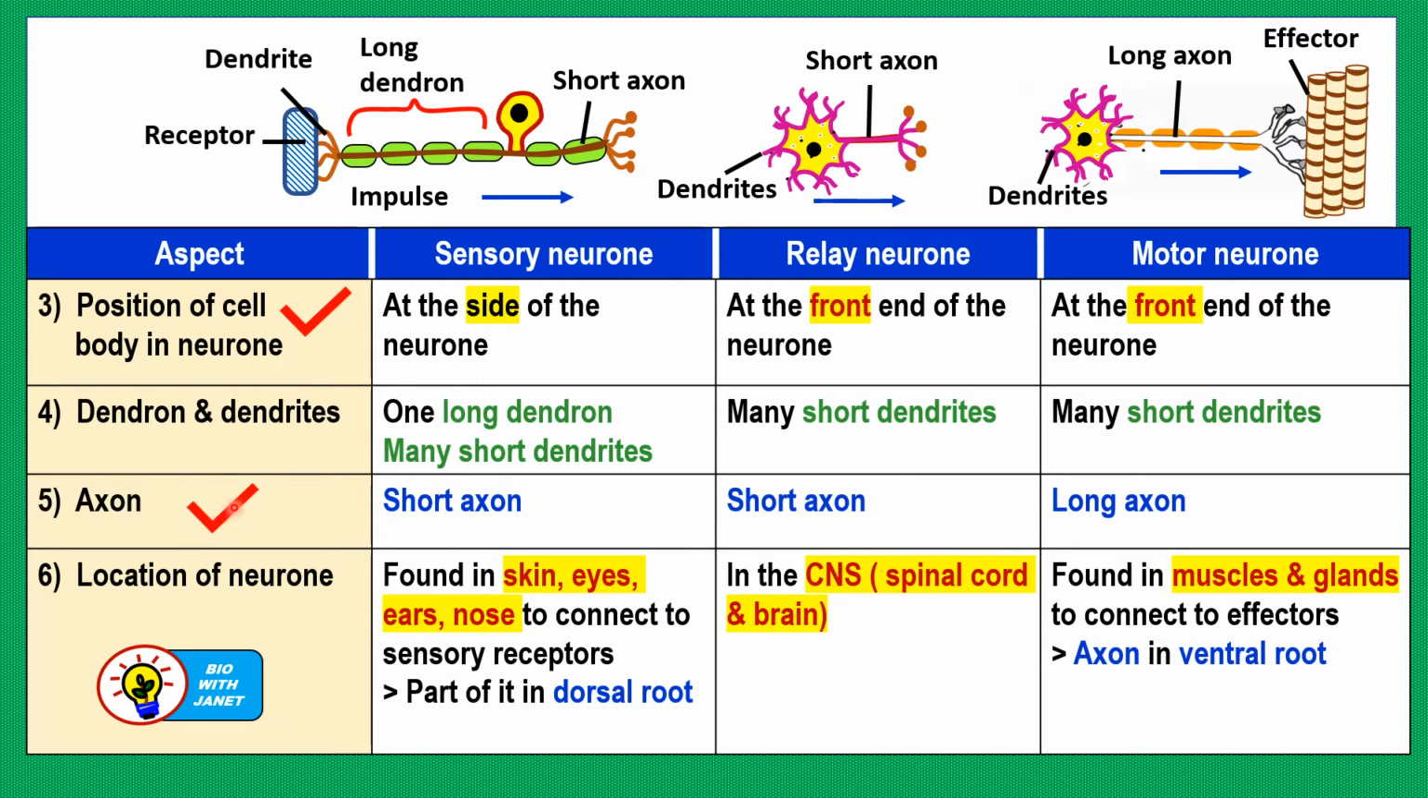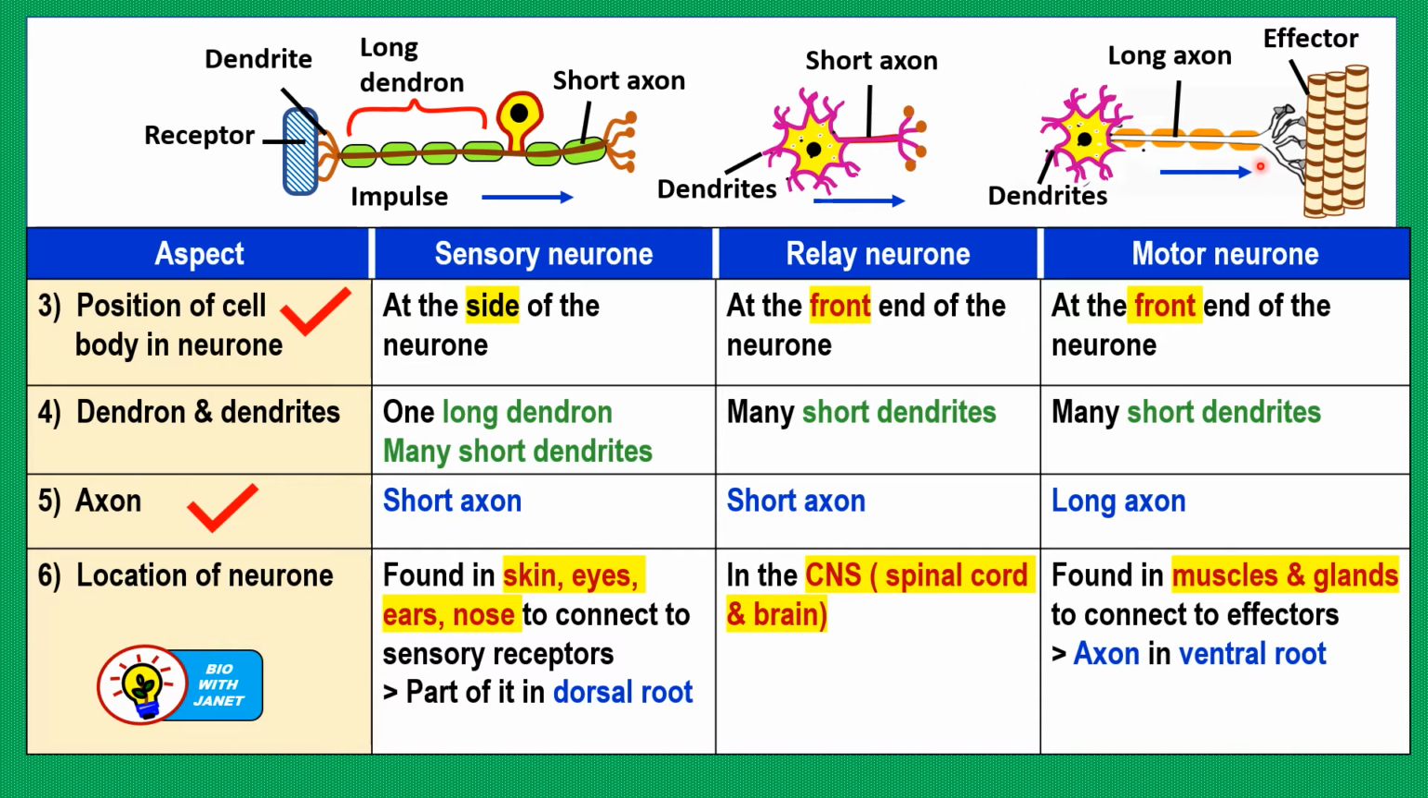So the axon is quite different and it's clearly seen to be different, the axons of the three neurons. The sensory neuron has a short axon, from the cell body onwards to the end of the neuron. The relay neuron has a short axon also because the neuron overall is very short, is found in the central nervous system, and there are numerous relay neurons in the central nervous system, right? So the axon is also short.